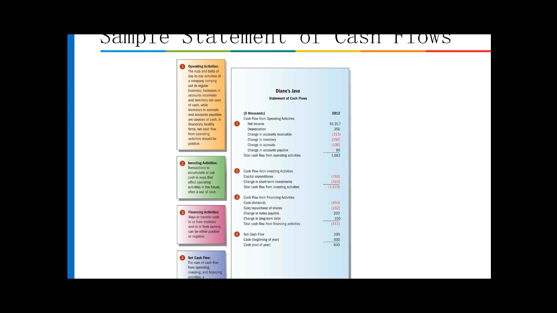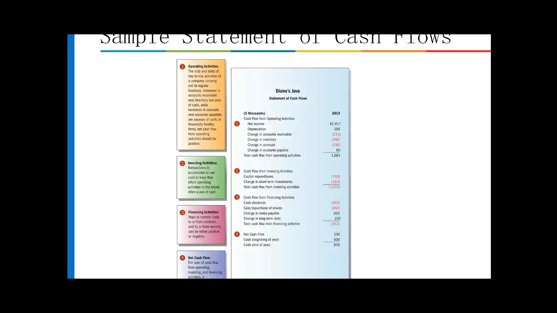Statement of cash flows is a copy of that, and here are the major components. One component is going to be cash flows from operating activities. That's section 1. Section 2 is going to be the investing activities, and section 3 is the financing activities. And again, don't get so in depth with all of the details.